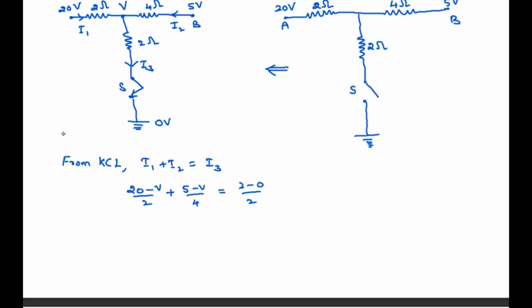After further simplification, taking 4 as the LCM and sending it towards the right, we get 40 minus 2V plus 5 minus V is equal to, here I3 is nothing but V minus 0 by 2, that is equal to 2V, we will get it.